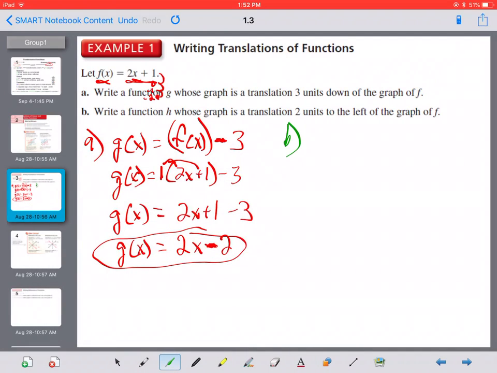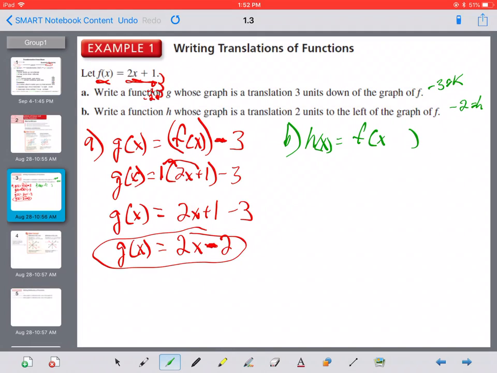Now b is a little bit more tricky. I'll do b in a green color. B is we want a function h of x whose graph is the translation 2 to the left of the graph of f. Well, 2 to the left is I'm going negative 2. That's what my h is. Here, this was negative 3. That was my k. K, keep the sign, put the negative 3 right in.